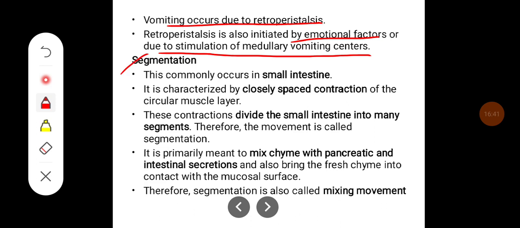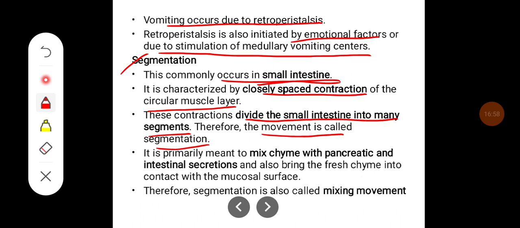Segmentation contraction. This commonly occurs in the small intestine. It is characterized by closely spaced contraction of the circular muscle layer. These contractions divide the small intestine into mini segments, therefore the movement is called as segmentation. It is primarily meant to mix chyme with the pancreatic and intestinal secretion and also bring the fresh chyme into contact with the mucosal surface. Therefore, segmentation is also called as mixing type of movement.